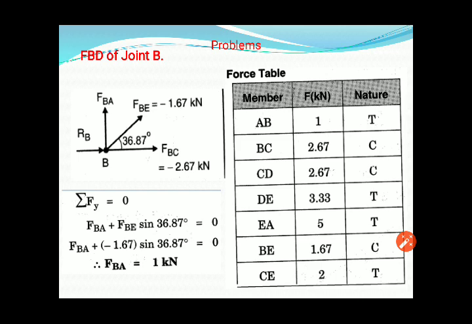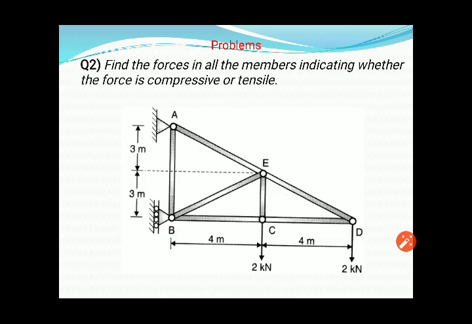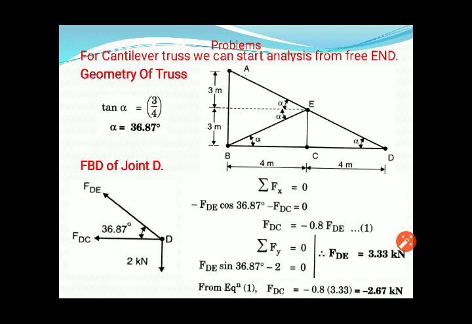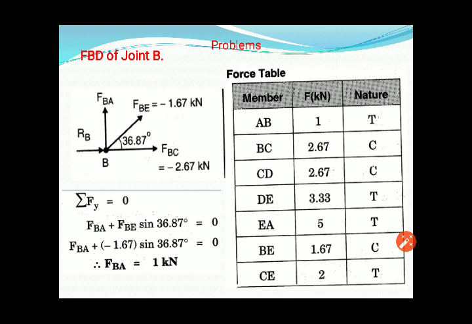So for the last joint, consider joint B. So where is joint B? Joint B is over here. As we don't know the force in member AB, but we know the force in members BC and BE, the last joint you can consider is joint A, or you can consider joint B. Now here we have considered joint B.